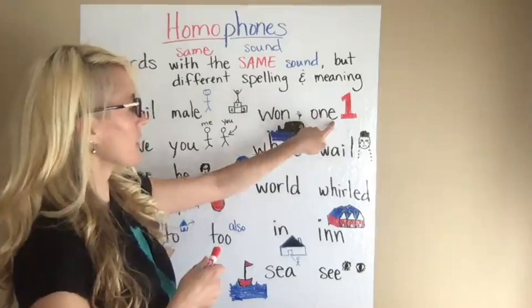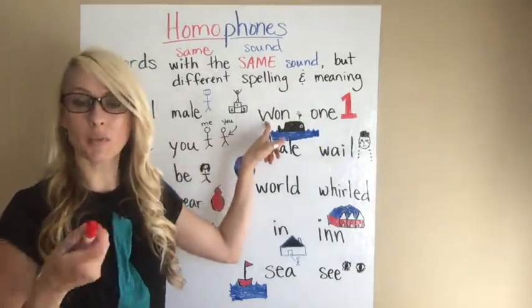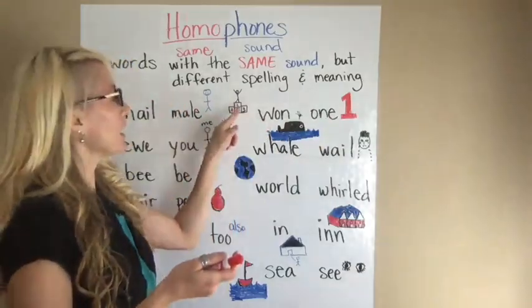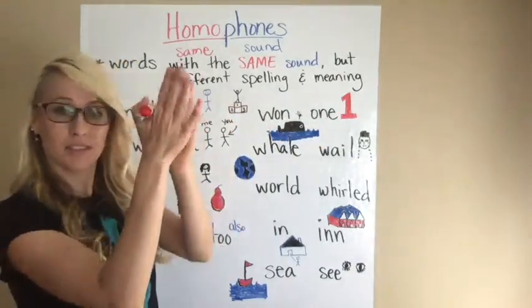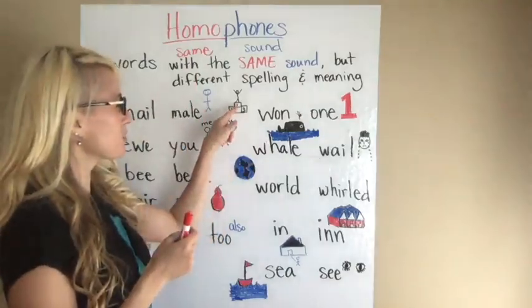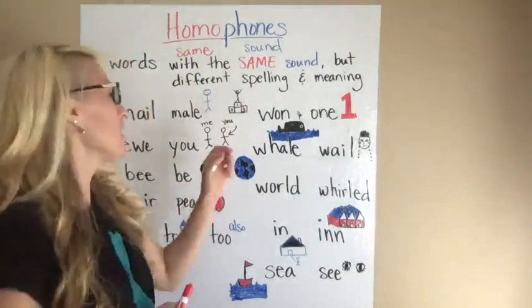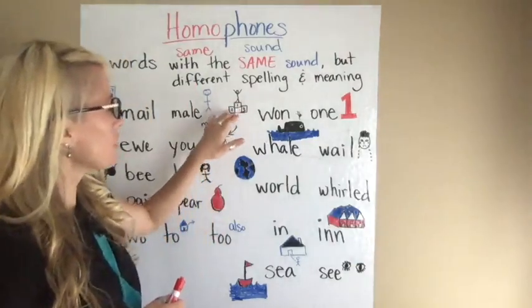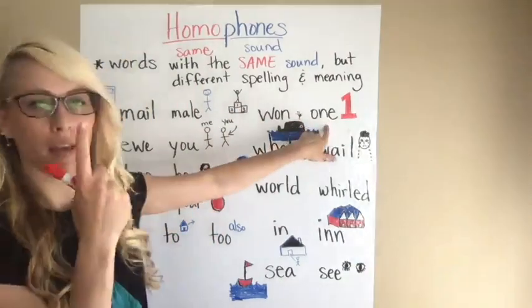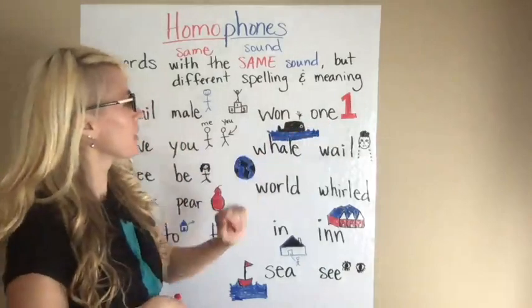One and one. W-O-N, meaning like you had a competition or a race and you got first place. Good job, wow. You got first place, or you were really smart or really fast, and you got a trophy or a medal, or won. And then we have one, like one. I have one red marker. One. Whale.